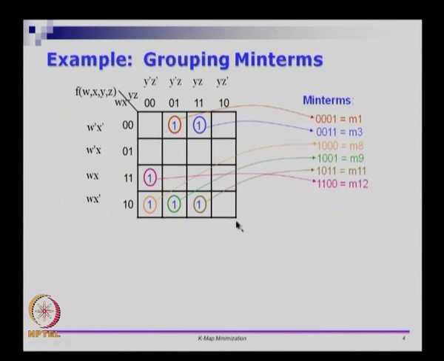If you took only these and directly wrote the expression, that would be sigma of 1 3 8 9 11 and 12. There is no minimization, all the min terms would be there.